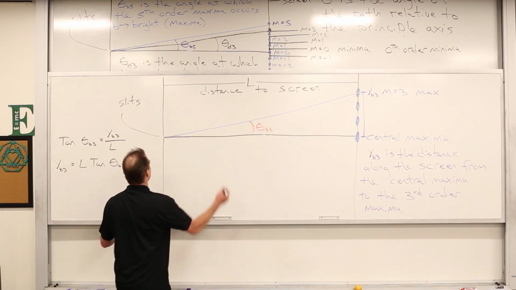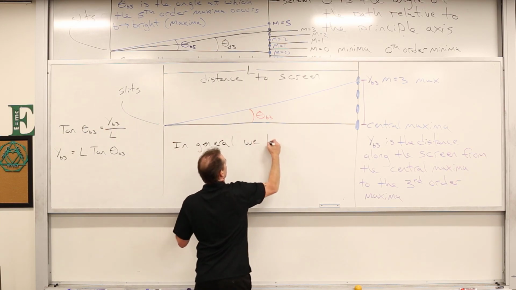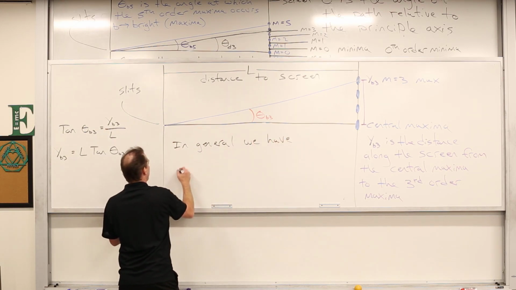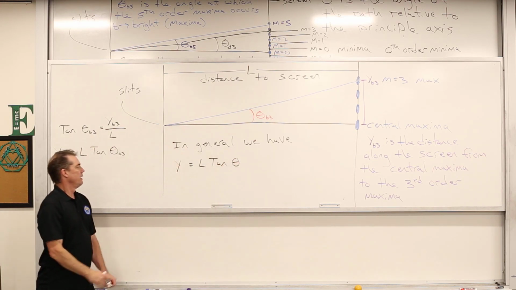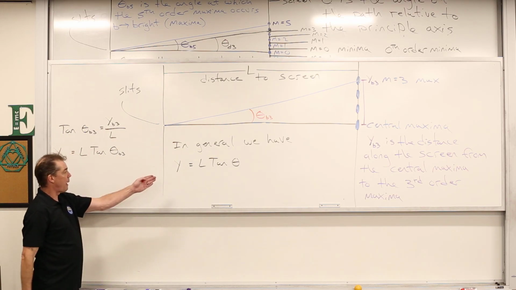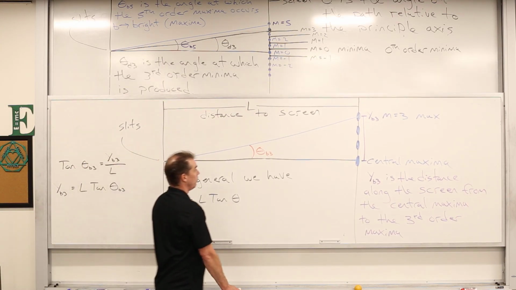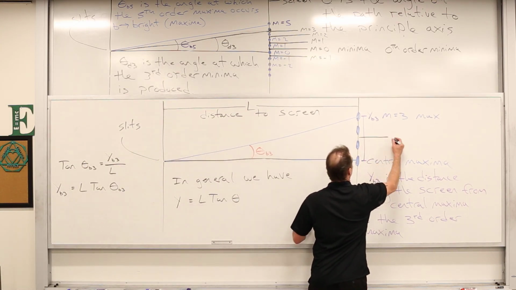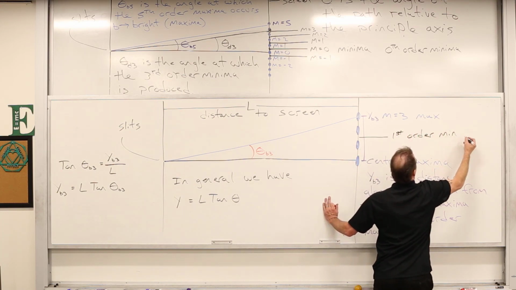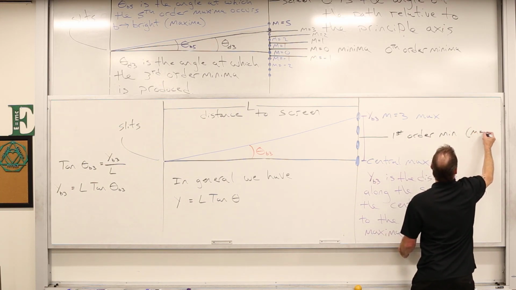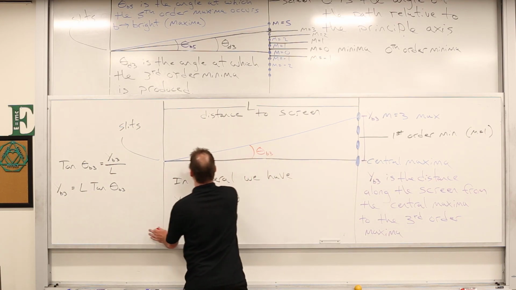So in general, we have that y is equal to L times the tangent of theta, where this can be for a dark spot in any order or for a bright spot in any order. If we wanted to know, for instance, the first order minima, m equals 0. Because this one's 0, right? The first one's actually 0, gotta be careful with that.